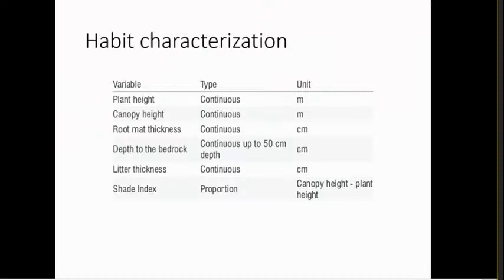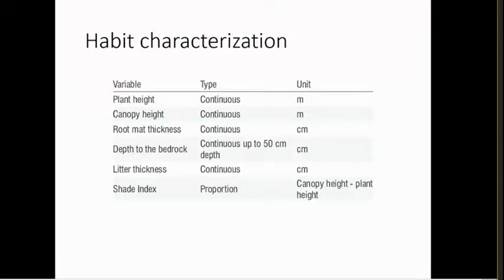If you have taken a plant, you can describe the plant height, root, and depth. These are all the characters: habit characters, shape index. Habit characters are a very important thing in biological experiments. If you provide nutrients to a plant, its height is high; without nutrition, its height is very low. These are all habit characterization.